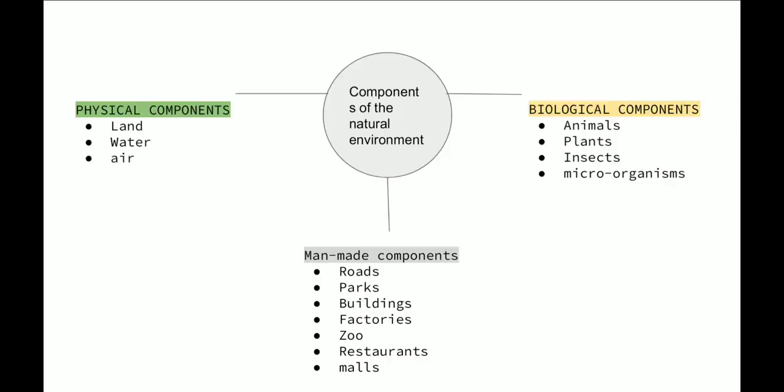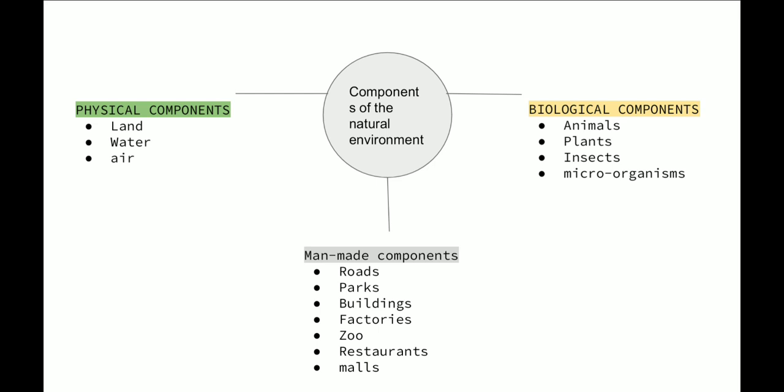The components of the natural environment are: first, physical components: land, water and air. Then the biological components, that are animals, plants, insects and microorganisms. All the animals that are living come within the biological components. The third are the man-made components. This includes all the human-built items that we see around us, like roads, parks, buildings, factories, zoo, restaurants, malls.